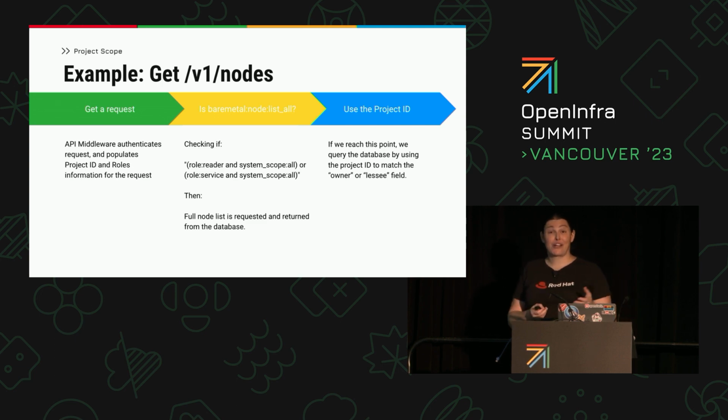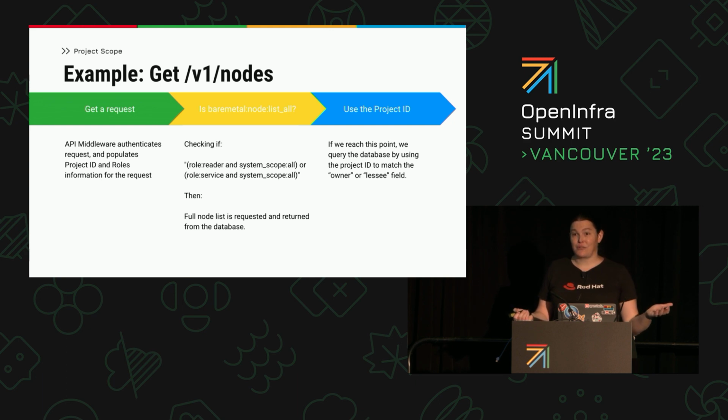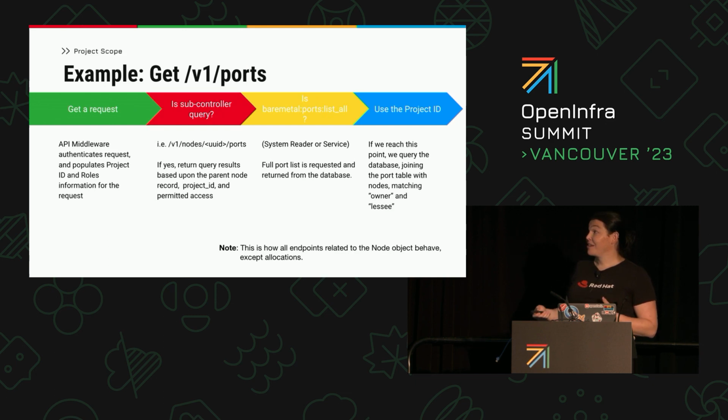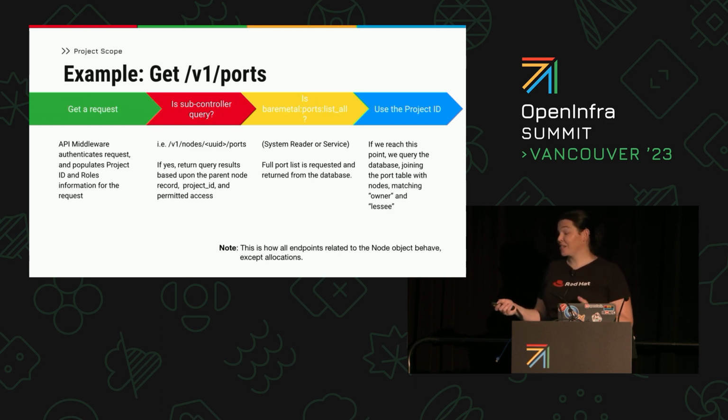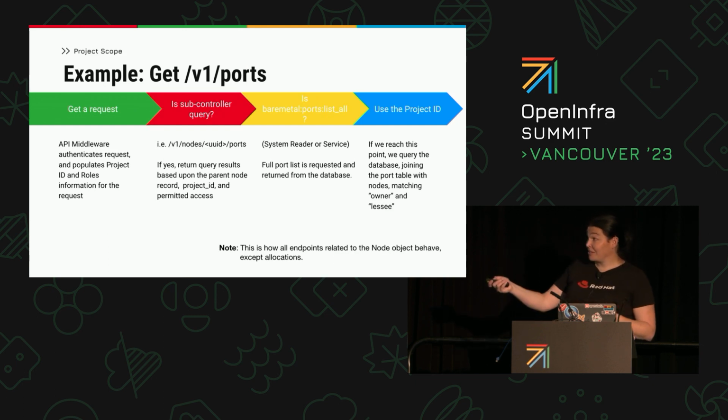So if you have a project ID that's set to ZZ1, and that matches the request, we'll return the nodes that only have the project ID of ZZ1. Very similar to ports, there's an additional step in the logic, which is if there's a subcontroller. But basically, we get the request, we fill in the details, we do a validation if it was from a subcontroller or not.